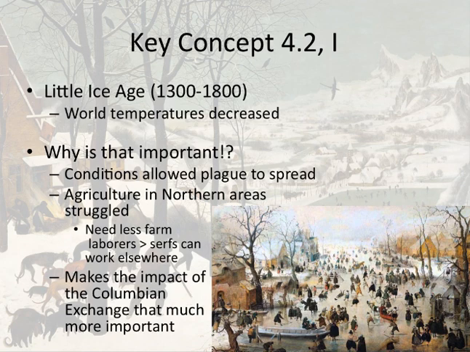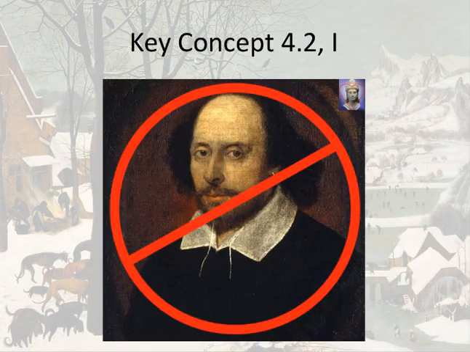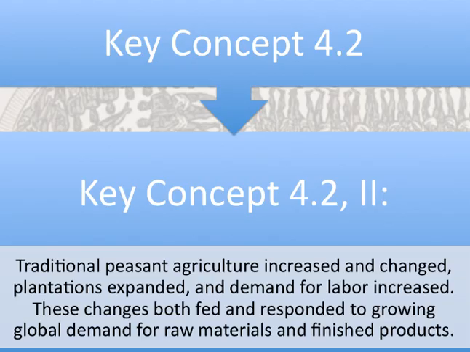Now, obviously, the Little Ice Age rocks the world in big ways, but it gives us one horrible thing above all else: Shakespeare. If it weren't for that Little Ice Age, which killed probably a lot of potentially good writers, we wouldn't get Shakespeare. All right, moving on to Key Concept 4.2, Roman numeral 2.